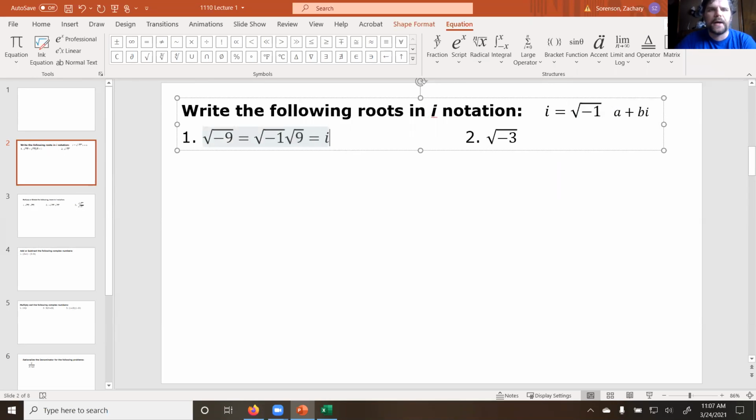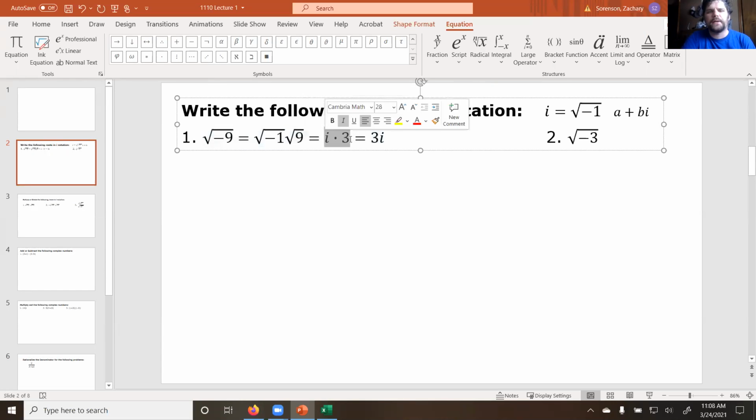So I would get i times 3. And that's my final answer. But usually when we deal with x's and y's, we don't do x times 3. We write it as 3x. So here we'll write it as 3i. I wouldn't really dock you if you wrote it like this on the exam, but typically we write number and then the imaginary number.